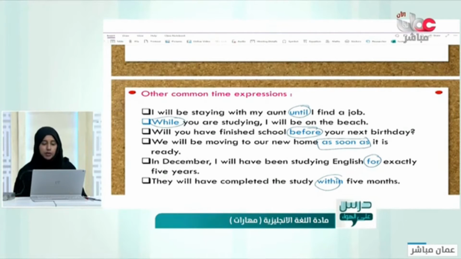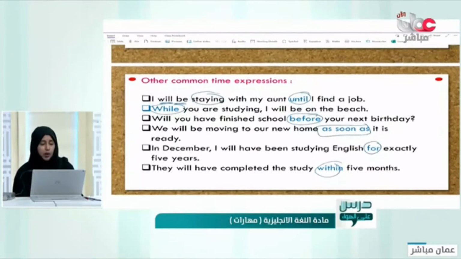I will be staying with my aunt until I find a job. So here I'm waiting for a result until I find a job. So that time I will stay with my aunt. So I will be staying. Why do we use future continuous here? Because something is in progress. Because I didn't find a job until today, so I'm going to stay with her until I find a job. We don't need to say "until I will find a job", because from the beginning we say "I will be staying with my aunt until I find a job". So here until means something will happen in the future.